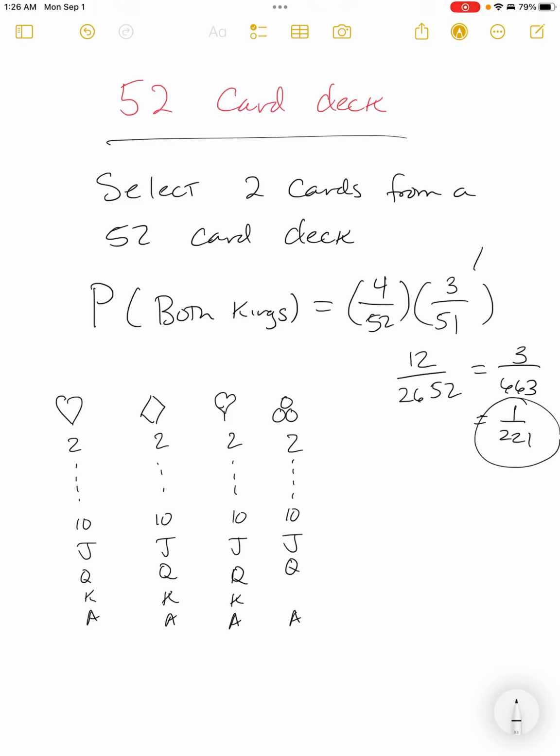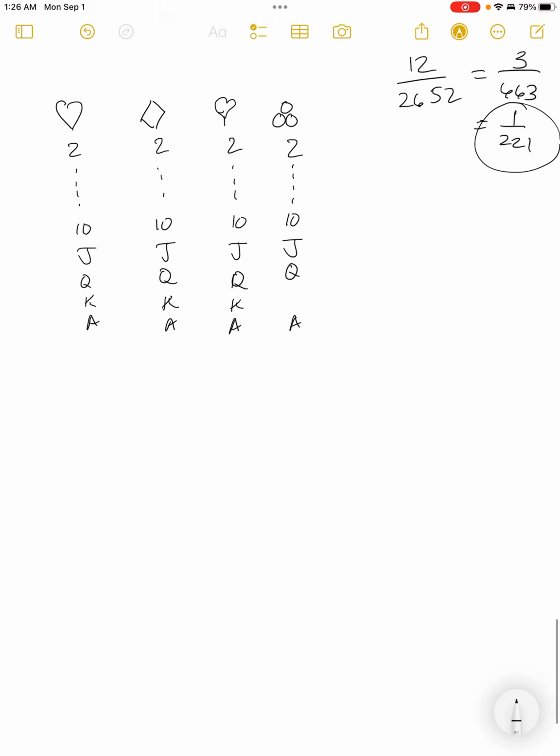But very interesting. So this second fraction changed because they're not independent of each other. When I selected that first card, I removed both a king and an overall card from the deck. So things changed. It wasn't independent like the die was.